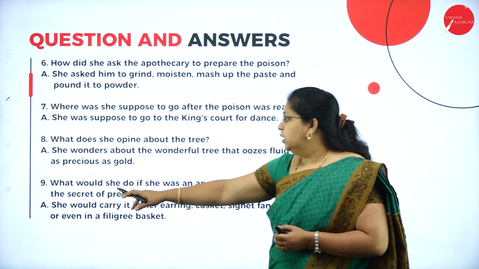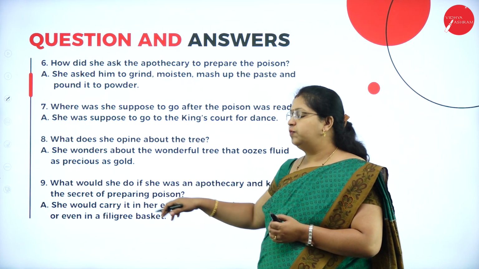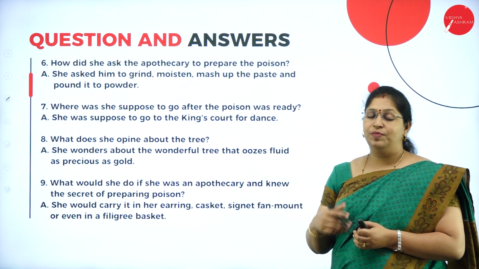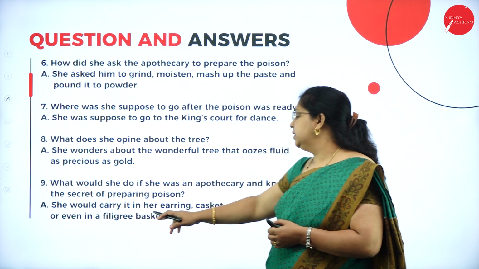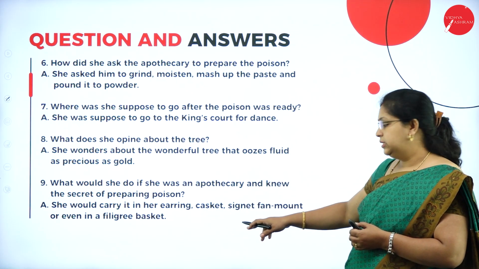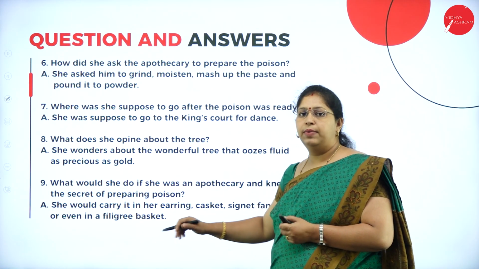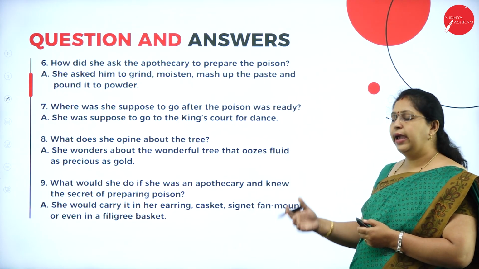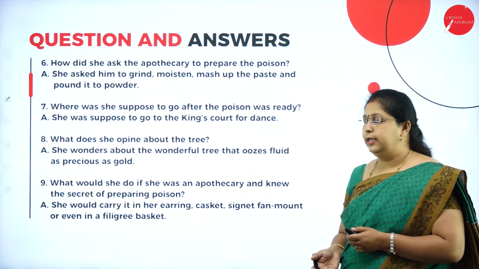Okay. Then, what would she do if she was an apothecary and knew the secret of preparing poison? She would be very happy in the world, correct? What would she do? She would carry it in her earring, casket, signet, fan mount or even in a filigree basket. Okay. So, she would carry it anyway to kill the people whom she doesn't like.